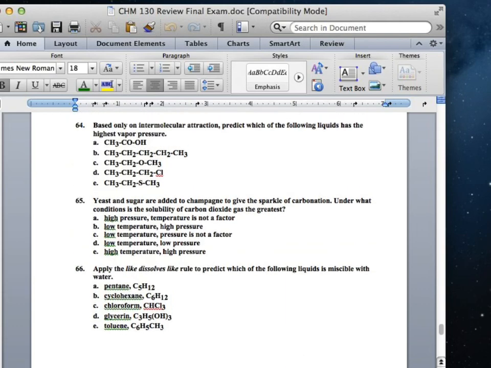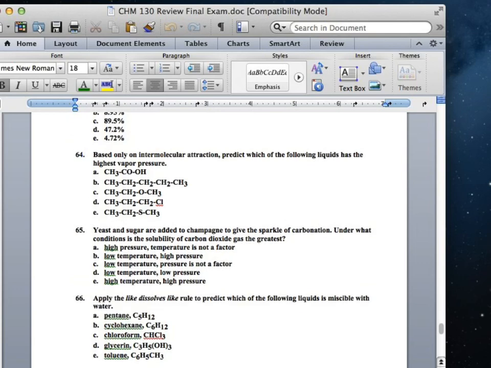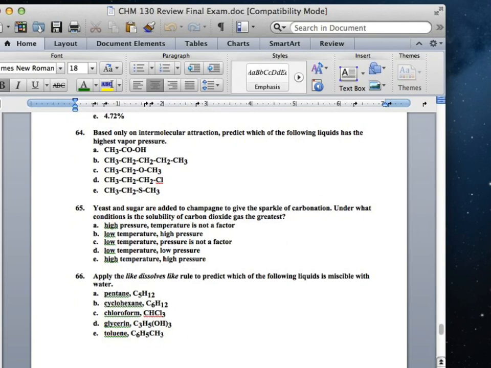Hey, look at that. What are we doing? 66. What is that asking about? Oh, look at that. The exact same thing again. Apply the like dissolves like rule to predict which of the following liquids is miscible with water. Okay? So immediately, like forces dissolves like forces. They decided to be a little bit tricky here and brought in this weird word miscible. What did miscible mean? Soluble. That they dissolve, that it's soluble.